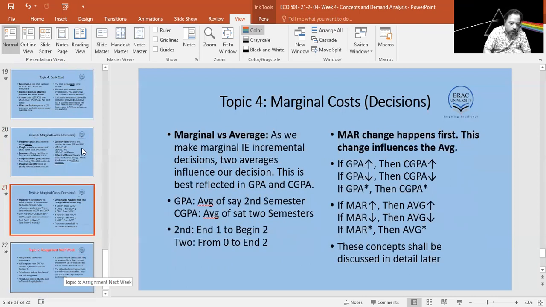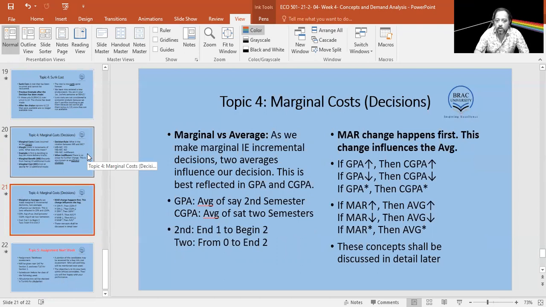Now, when we do marginal benefits and marginal costs, we also come across a concept called average. I'm not going to get into a lot of details because this is not the course. You've done mathematics and basic statistics. Otherwise, you wouldn't have been nominated for this course. I'm going to compare marginal as GPA, average as CGPA. What is a GPA? A GPA is your average performance in one semester.